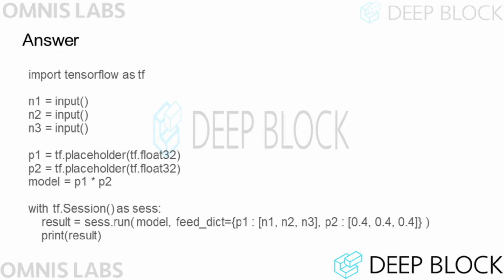For example, we can implement a program like this. Although the string type data list was assigned to the P1 placeholder, the program works correctly because the type is defined as tensorflow.float32 in the placeholder.